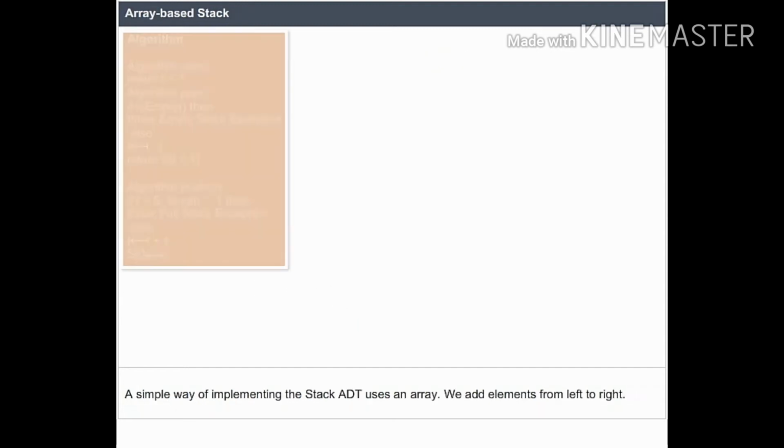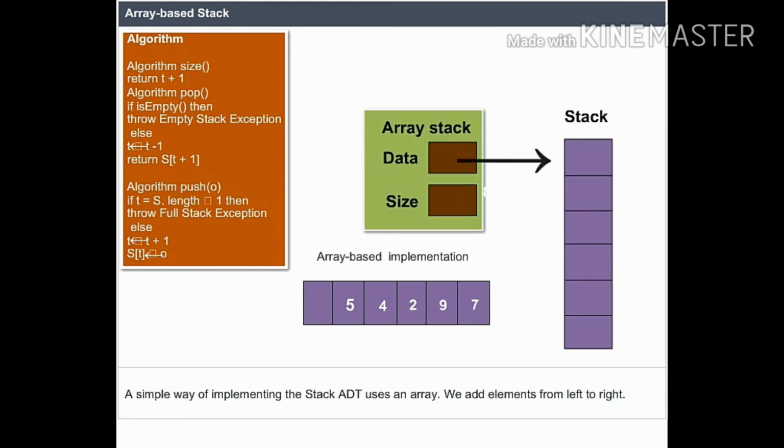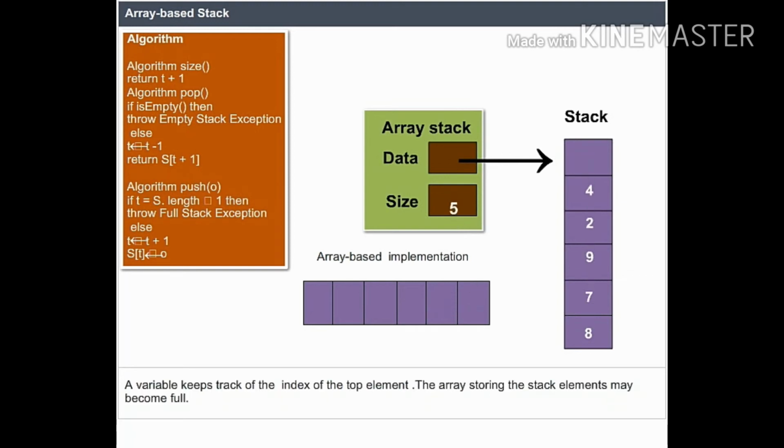Array-based stack. A simple way of implementing the stack ADT uses an array. We add elements from left to right. A variable keeps track of the index of the top element. The array storing the stack elements may become full. A push operation will then throw a full stack exception. Limitation of the array-based implementation, not intrinsic to the stack ADT.